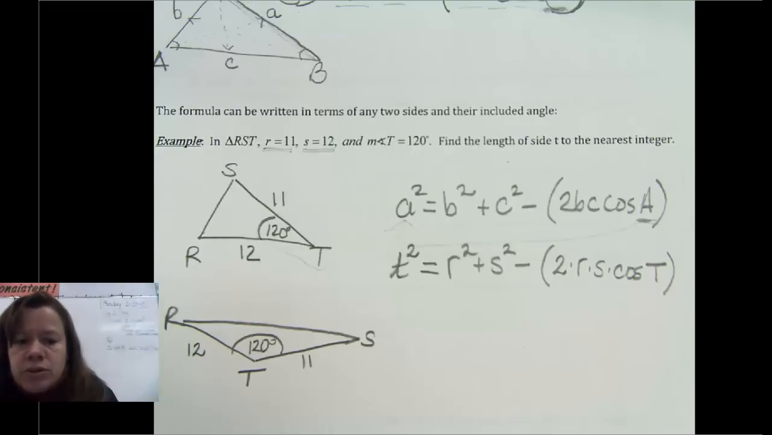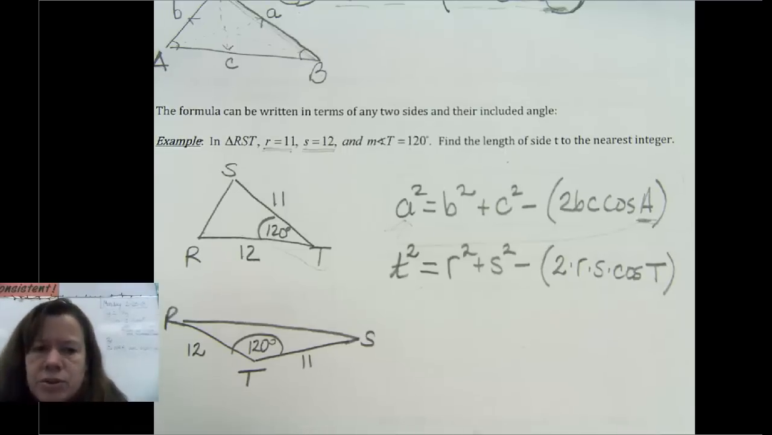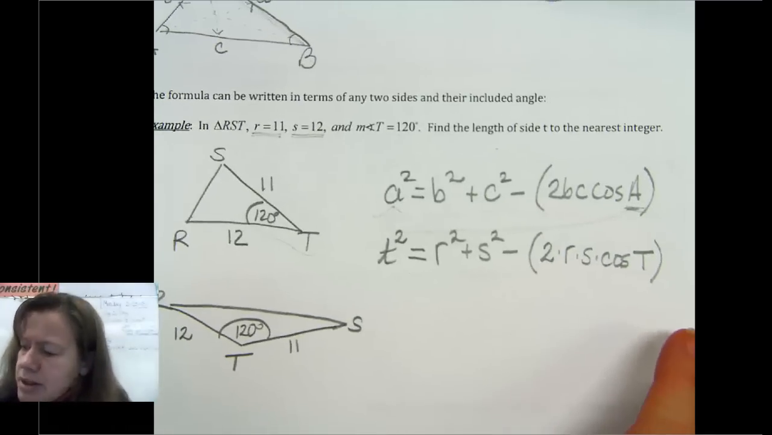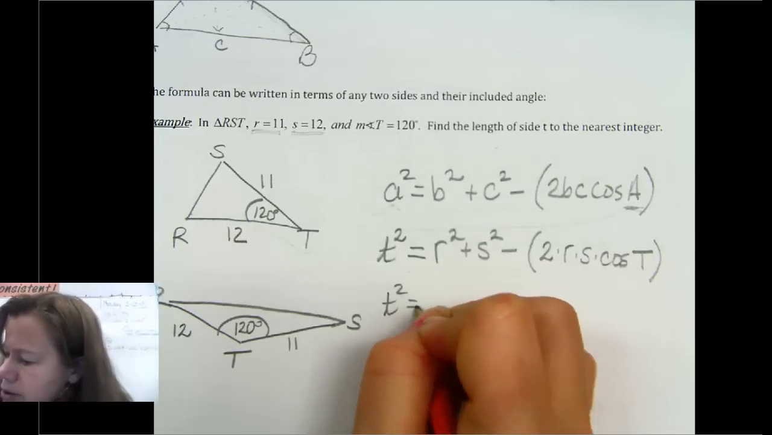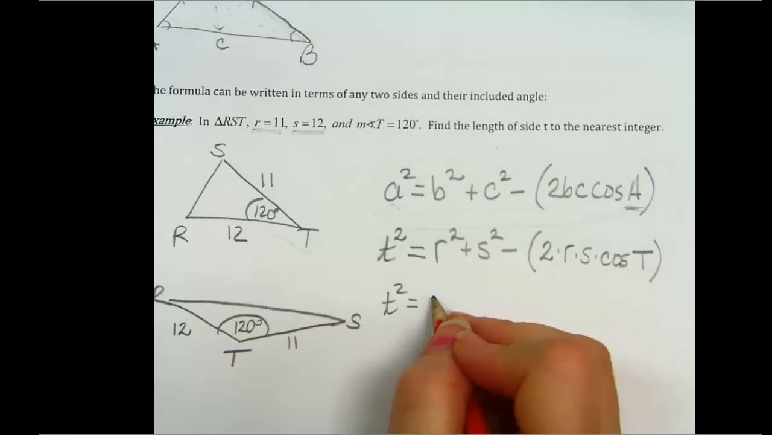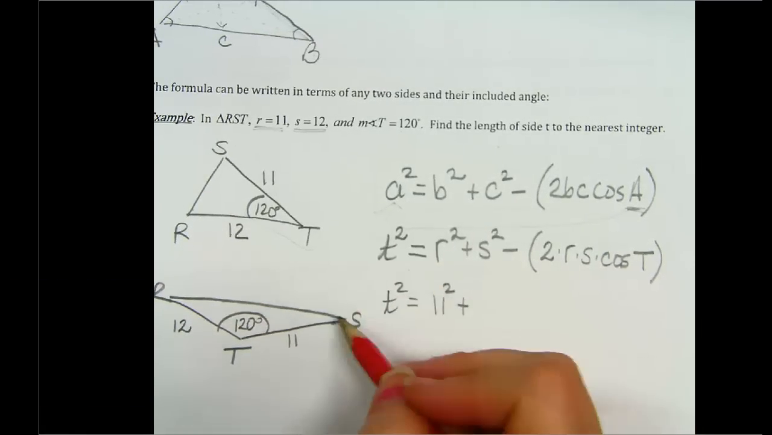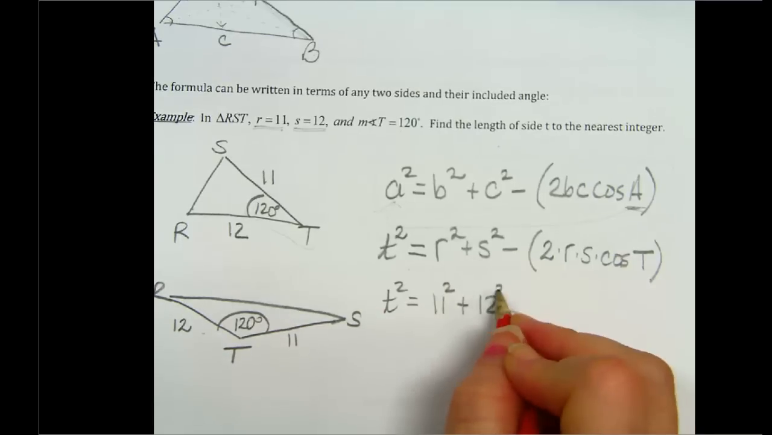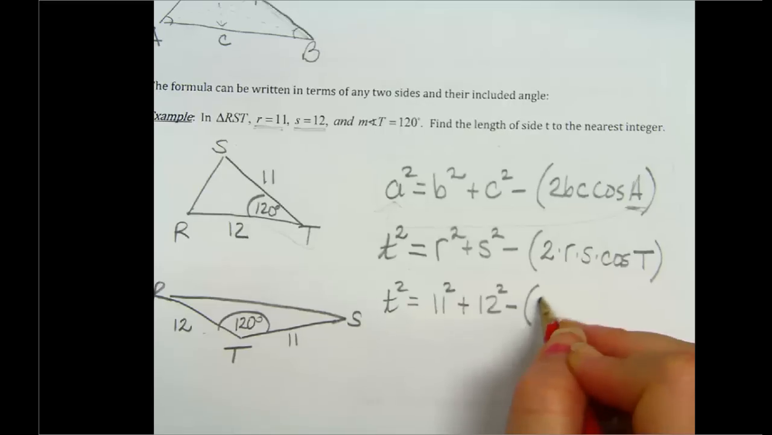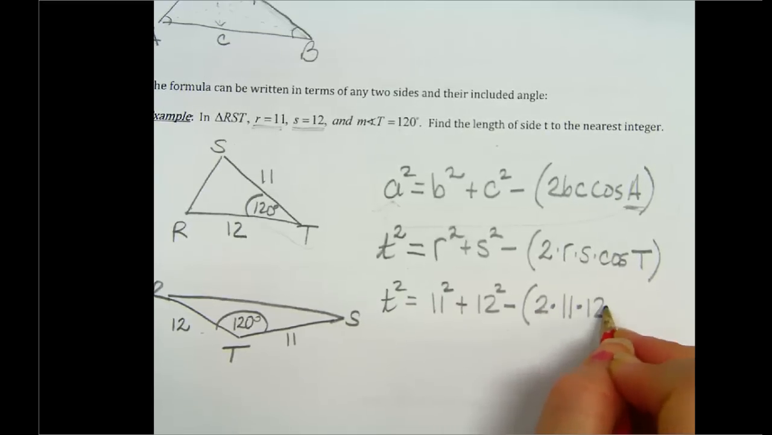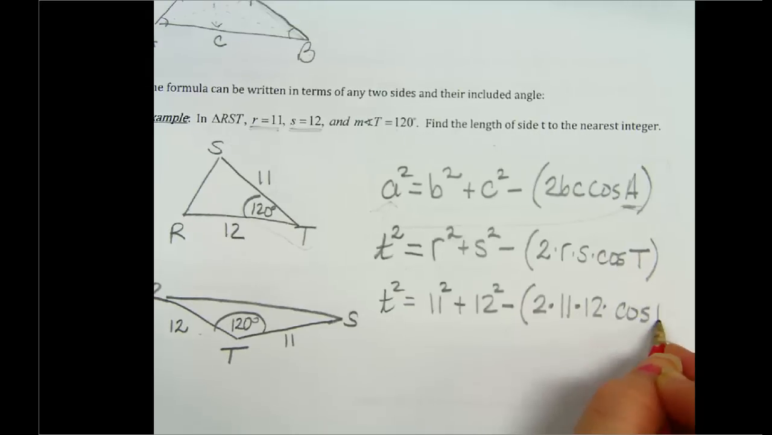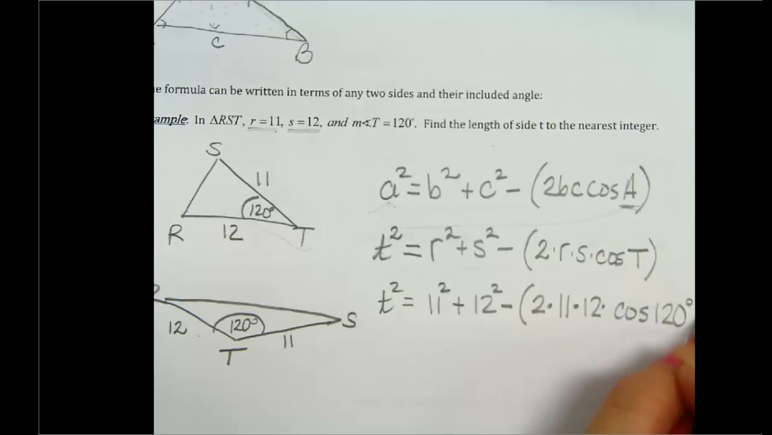So if you're good at substituting and want to fast forward and check your answer against mine, that's fine. I think maybe for this first video you would want to watch the whole process, but that's entirely up to you. So here we go. T squared equals r, 11 squared, plus s, 12 squared, minus parentheses 2 times r is 11 times s is 12 times the cosine of 120 degrees.